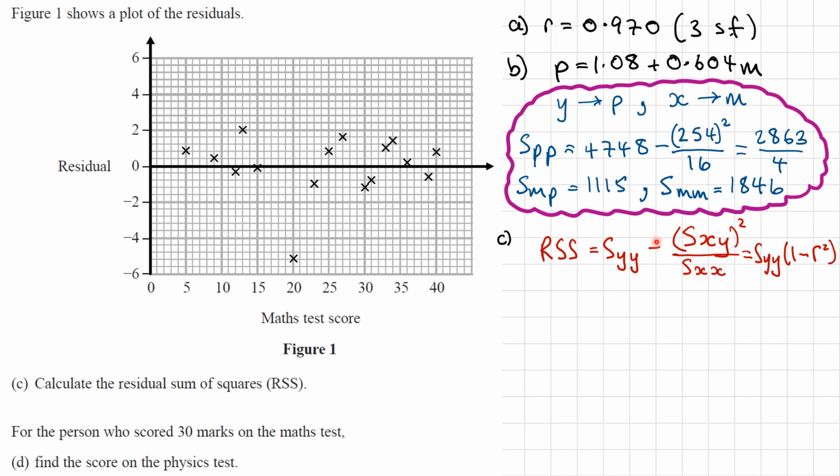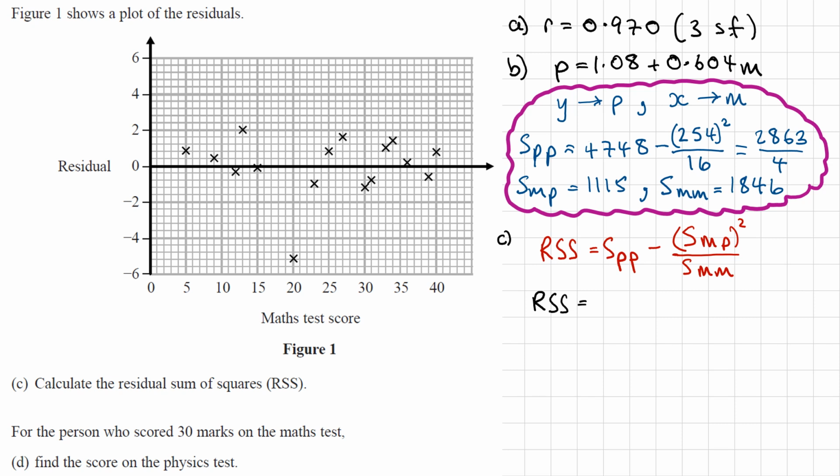I'm going to do it this first way here, just because I've got these exact values, whereas R would be a rounded value. So I'll just take that out. I just need to remember that I'm using P for Y and M for X. So I'm just going to swap those letters around. The Y's are going to become P's, and the X's are going to become M's. So I'll have SPP minus SMP all squared divided by SMM. So now I can just substitute those values in.